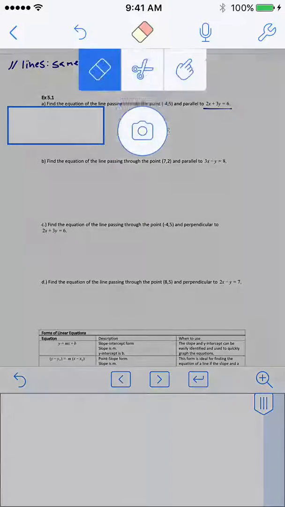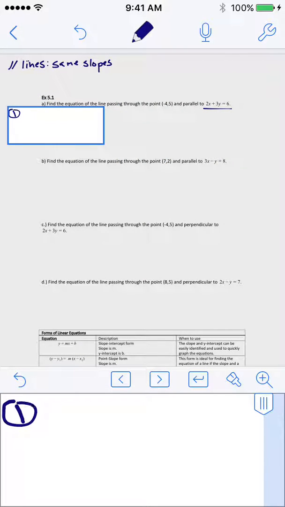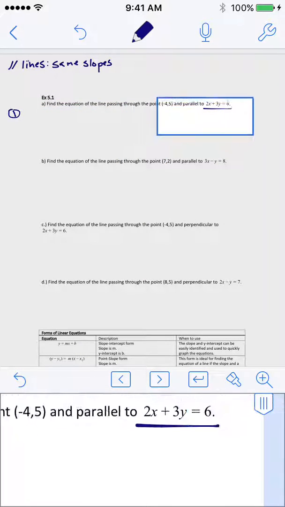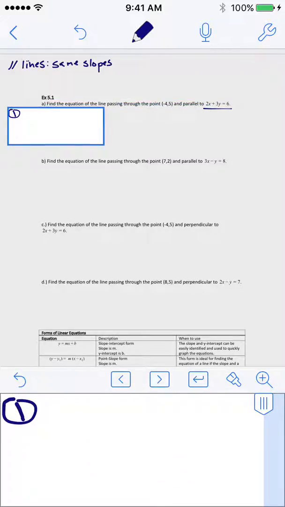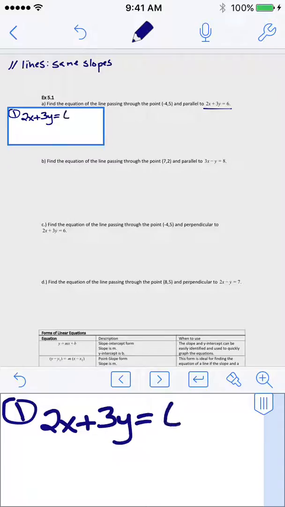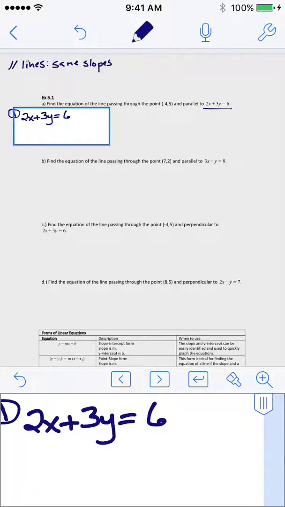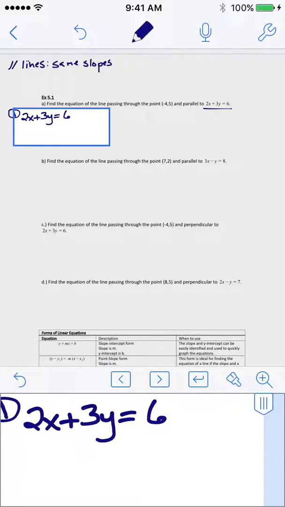Number 1. I've got the equation 2x + 3y = 6. I need to put that into slope-intercept form or point-slope form so that I can see the slope. Standard form as it is does not show us the slope. So let's go ahead and rearrange. It seems like you like slope-intercept form a little more, so let's do that. I'll subtract 2x from both sides.